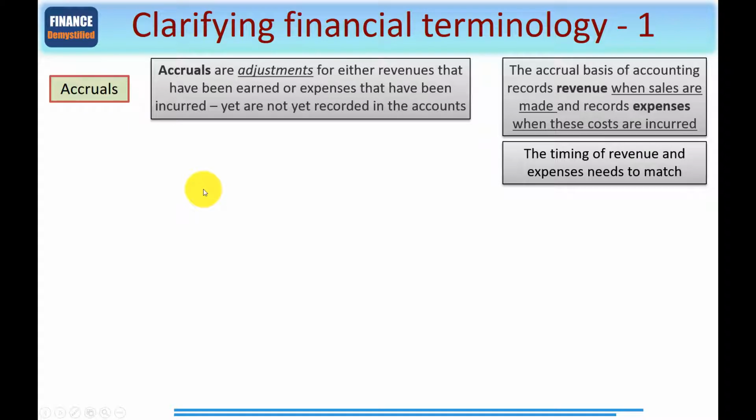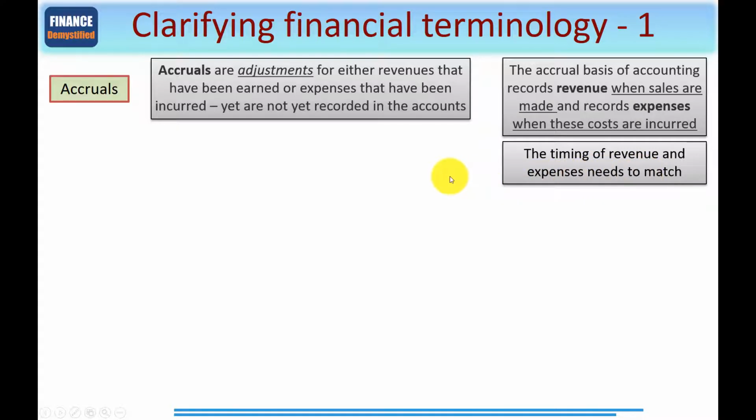First up then, I want to clarify the term accruals. Now, all they really mean is they're adjustments for either revenues that have been earned, or they could be for expenses that have been incurred, yet are not yet fully recorded in the accounts. You see, the accrual basis of accounting records revenue at the moment when sales are made, and records expenses when these actual costs are incurred. I'm sure you can see that for a typical business, it's highly unlikely that those two transactions would occur at the same time.